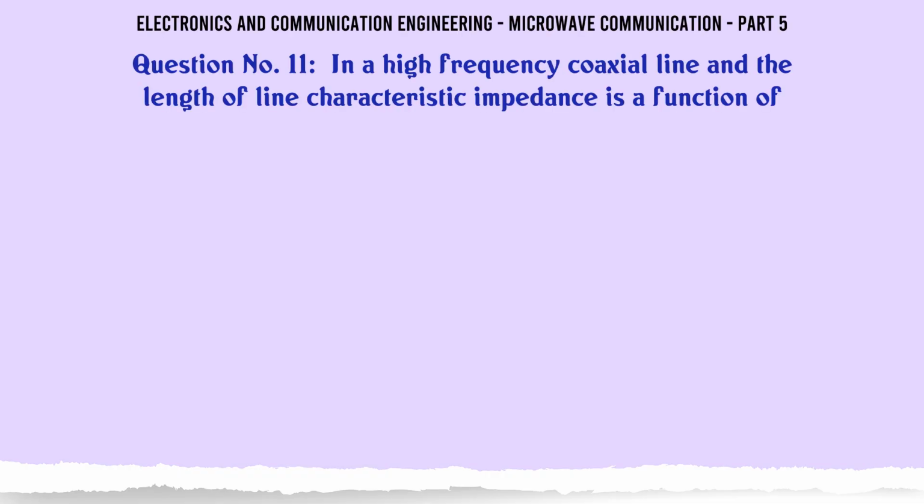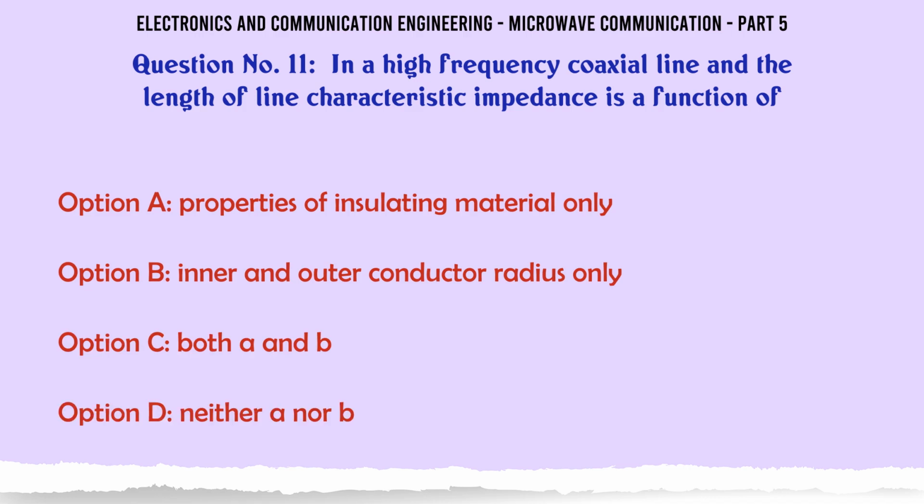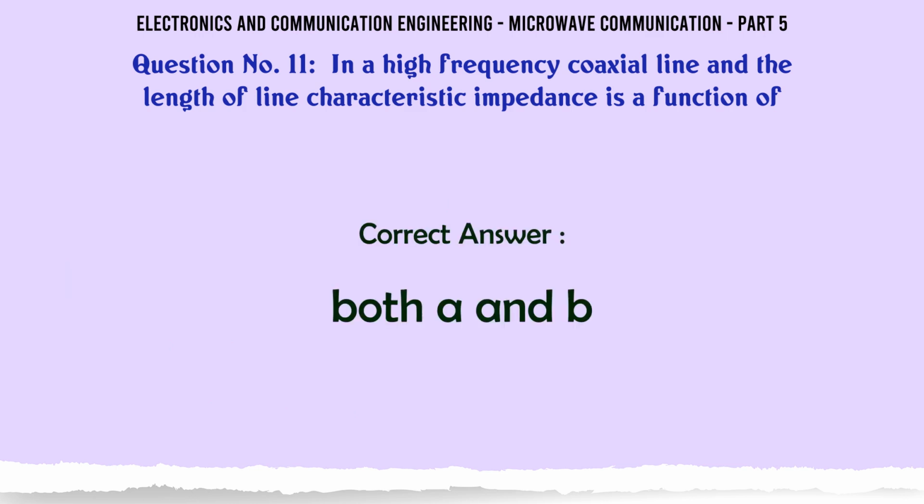In a high-frequency coaxial line, and the length of line, characteristic impedance is a function of A: properties of insulating material only, B: inner and outer conductor radius only, C: both A and B, D: neither A nor B. The correct answer is both A and B.